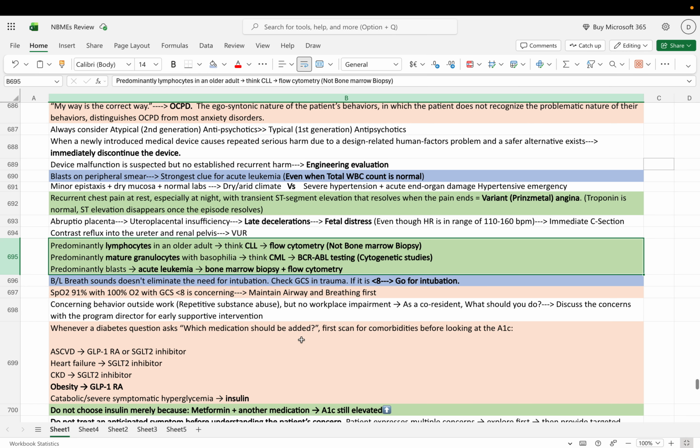The next part is about hematology: predominantly lymphocytes in an elderly patient. This is classic for chronic lymphocytic leukemia. Diagnosis here is flow cytometry. It's not bone marrow biopsy.